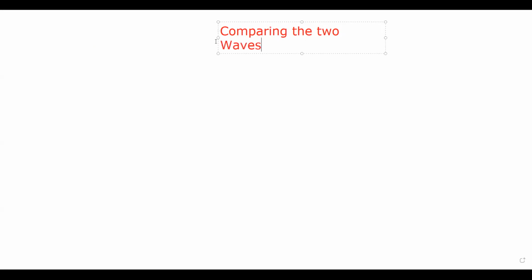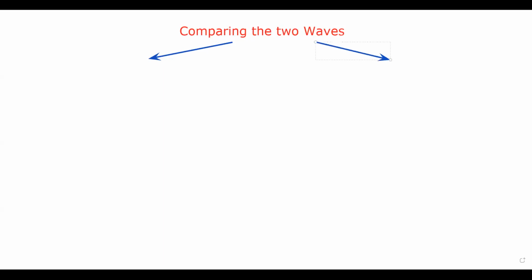So when we are comparing two waves, the common terms which we can use in comparison: one is simply known as the phase difference, and another one is known as path difference.